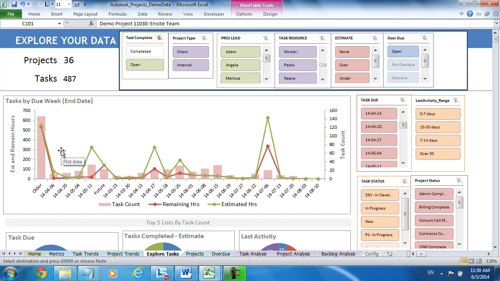The first one really is the task by the due date. So these are when the tasks were due, so I can see when they're due. I see both the task count, which is the bar graphs, and the remaining hours and estimated hours. So I see the total of the estimated hours for all the tasks that are associated and due that week, and I see a comparison of where I'm at from my original estimate to what I have that's still remaining to be done.